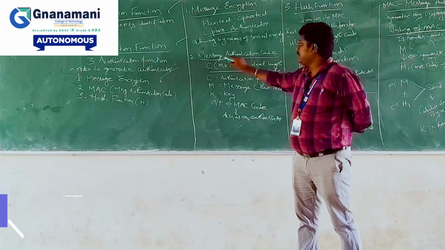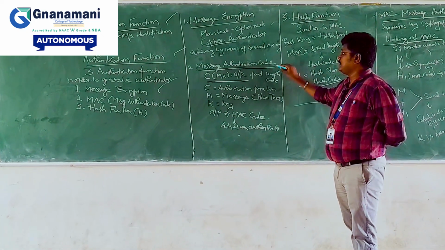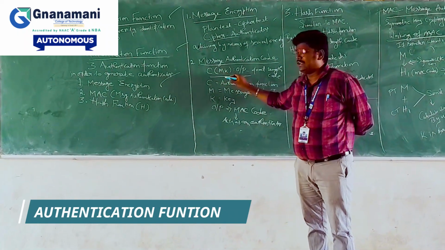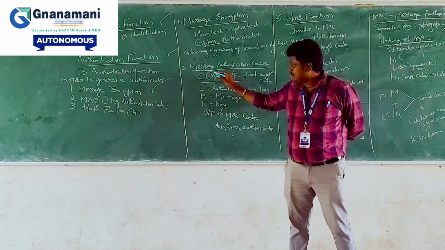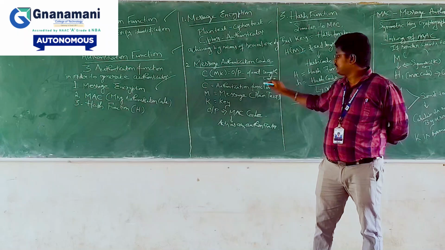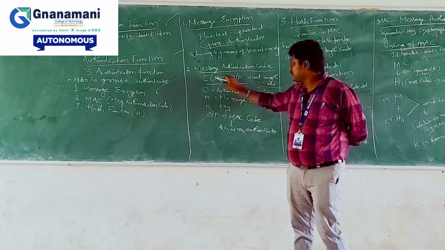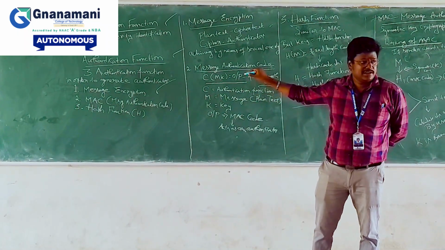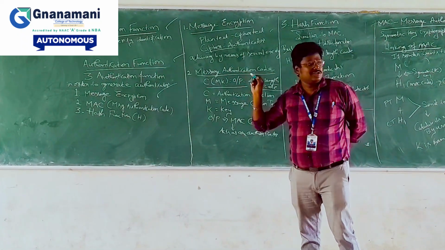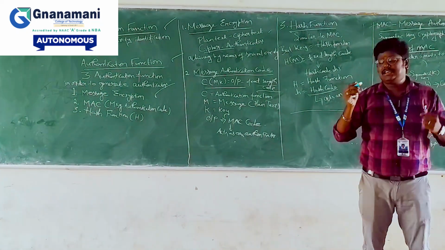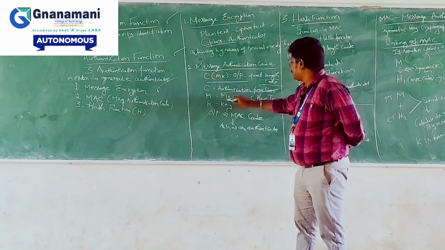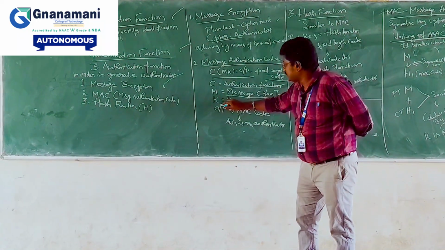The next one is message authentication code. In message authentication code, we have an expression like this: C(M, K) equals the output, which is a fixed length code. C is the authentication function. What is the meaning of M? M is the message. Very good. What is the meaning of K? K is the key. So the message and the key. Here C is the authentication function, M is the message, that is the plain text, and K is the key.